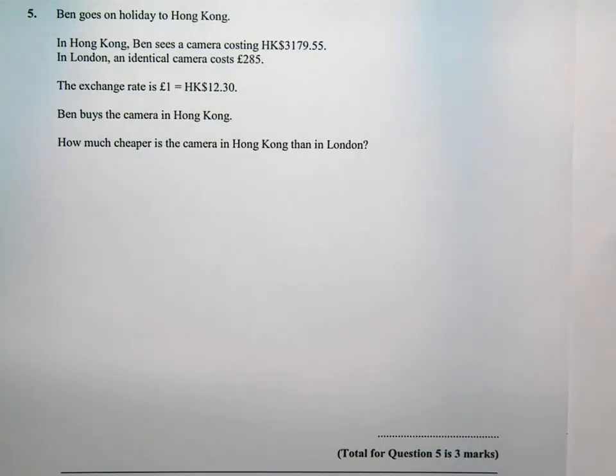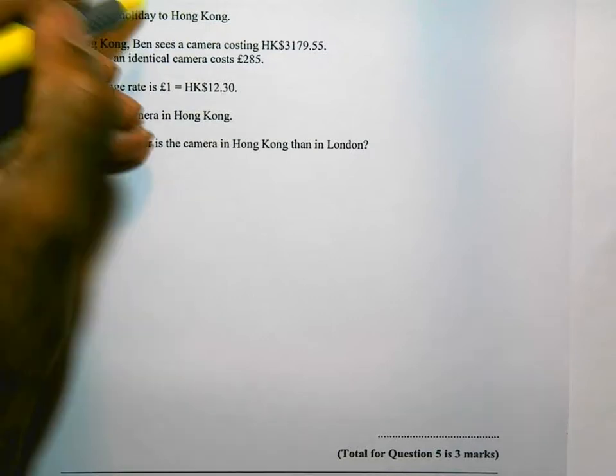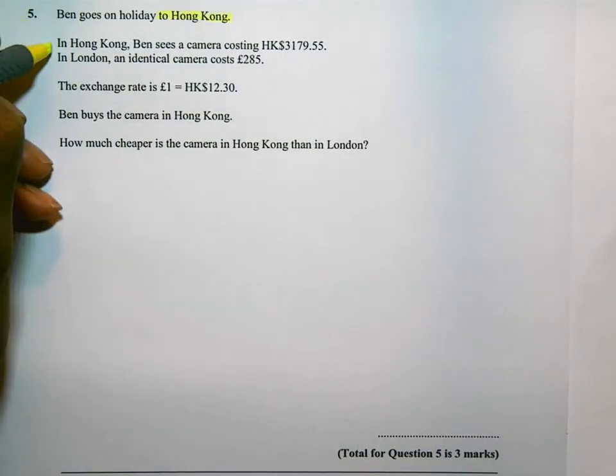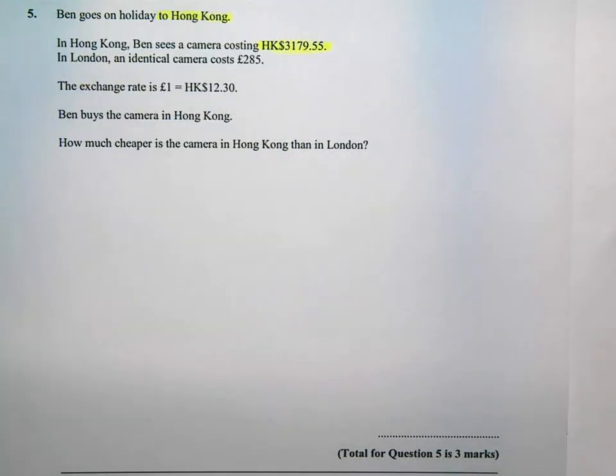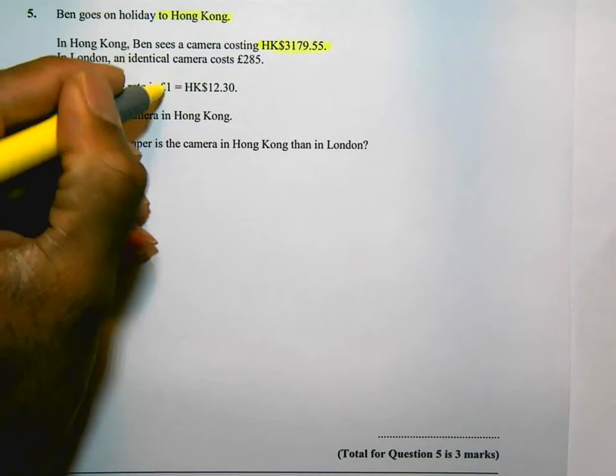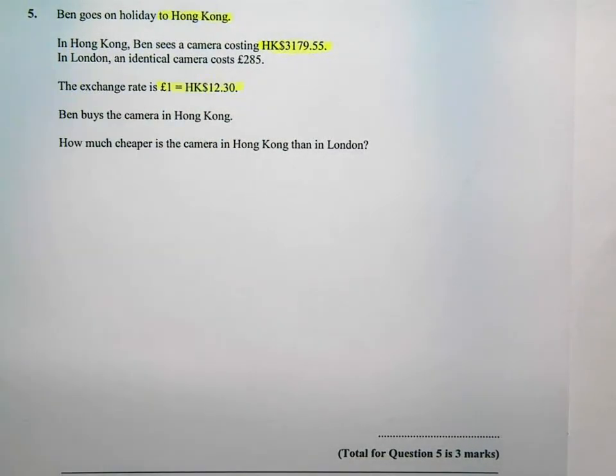This is question number 5 on the higher calculator paper from November 2013. Looking at this question, it says Ben goes on a holiday to Hong Kong. In Hong Kong, Ben sees a camera costing 3,179 Hong Kong dollars 55 cents. In London, an identical camera costs £285. The exchange rate is £1 is 12.30 Hong Kong dollars.